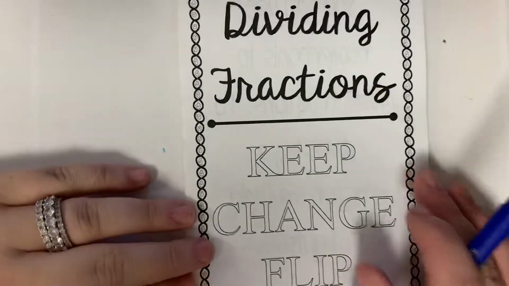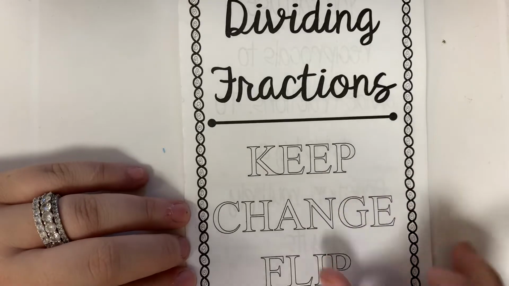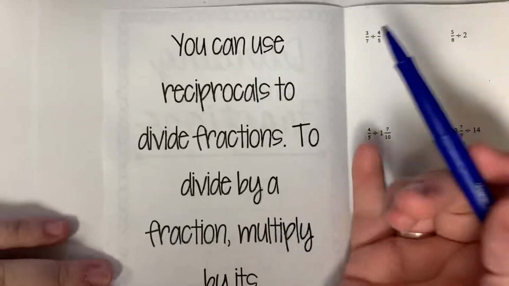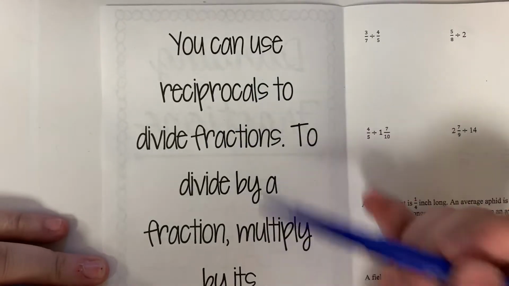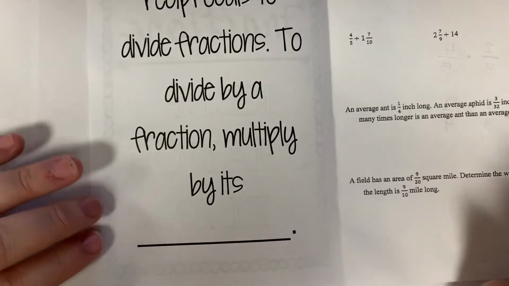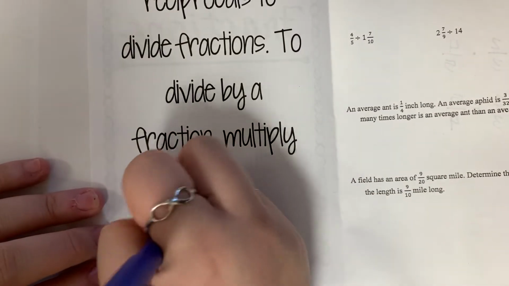So for dividing fractions, we're going to do more of the keep, change, flip. So you can use reciprocals to divide fractions. To divide by a fraction, you multiply by its reciprocal.